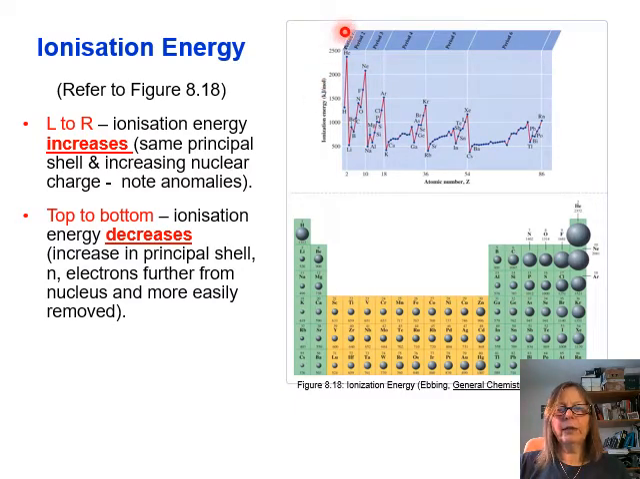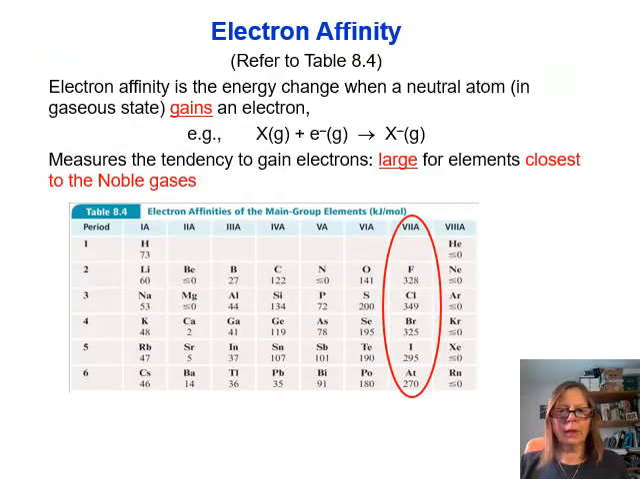Looking at the periodic table, top to bottom, the ionization energy decreases as the electrons get further and further away from the positively charged nucleus. So therefore, they become easier to remove.